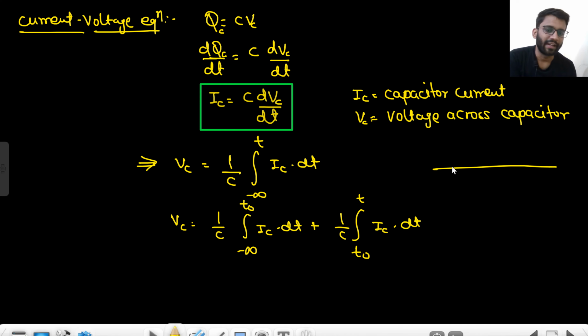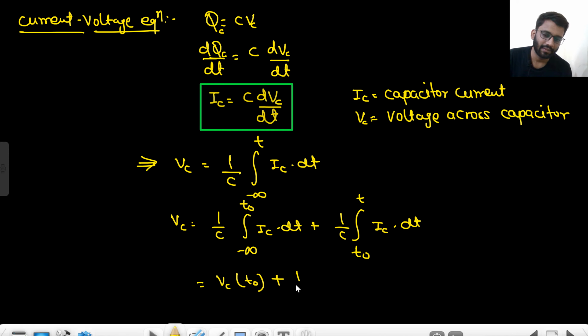Actually, we had this window from minus infinity to t. We just took a time t naught, so we broke the integration into two parts: from minus infinity to t naught, then t naught to t. So this can be written as Vc, the voltage across the capacitor till time t naught, plus 1 by C integral from t naught to t of Ic dt.